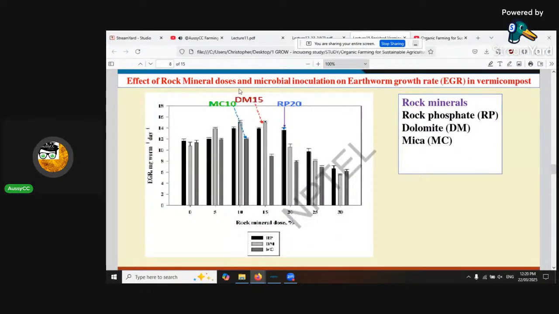Effect of rock mineral doses on microbial inoculation on earthworm growth rate. So these are three: the mica, the dolomite, and the rock phosphate. And you can see rock mineral dose percents on the x-axis, and the y-axis is the earthworm growth rate in milligrams per worm per day. So you can see it's pretty much up and down, isn't it? So I'd draw a conclusion that not much.